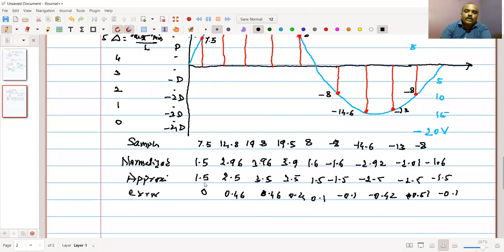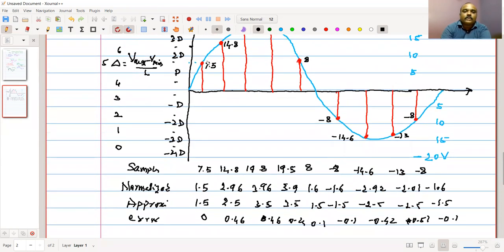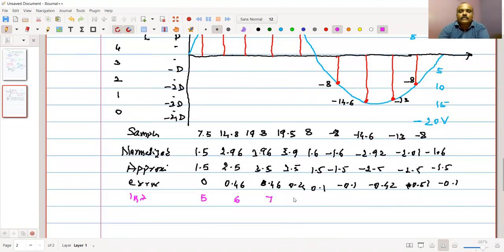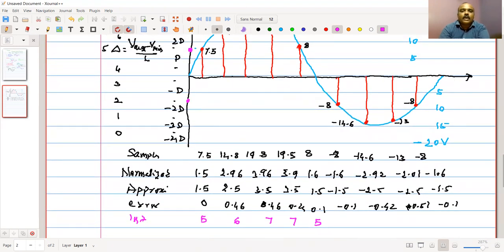Now, this voltage is mapped, like I'm having 1.5, right? So this is that voltage. Let me take a different color. So 1.5 voltage is here, which is mapped to 5. So my integer value is 5. This 2.5 comes here, this is 6. 3.5 is here, so I'm having 7. 1.5 is 5, minus 1.5 here it is 2, then we have minus 2.5 here, it will come, so it is 1, and again 2.